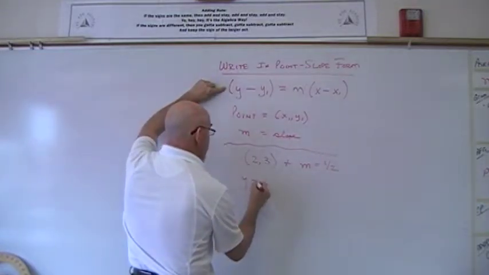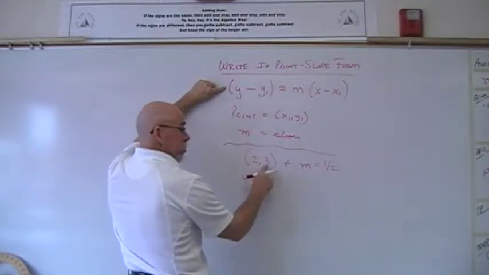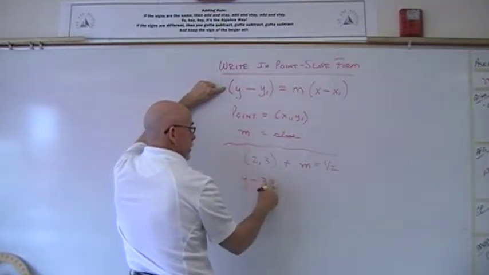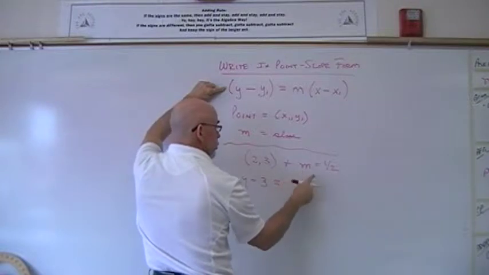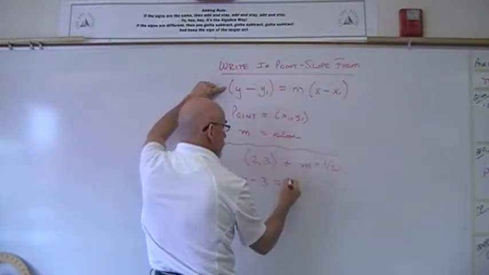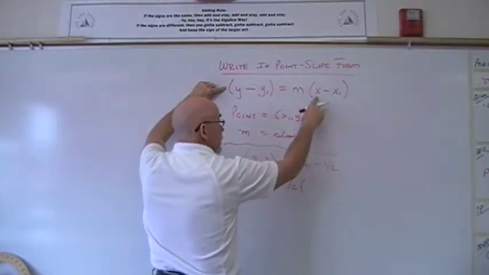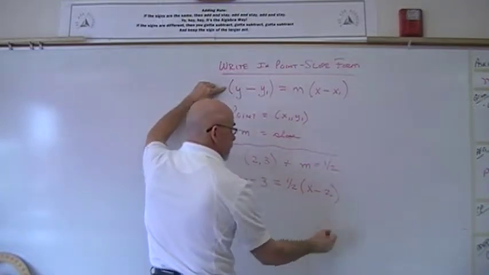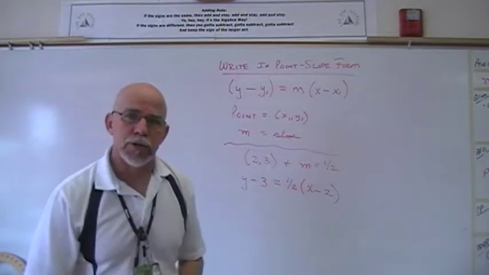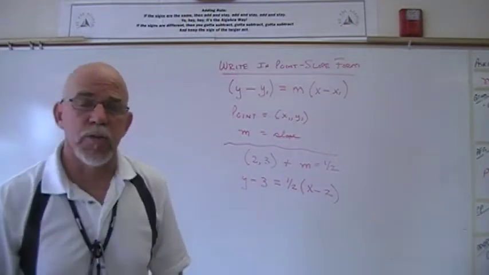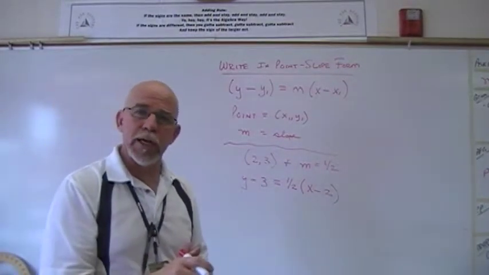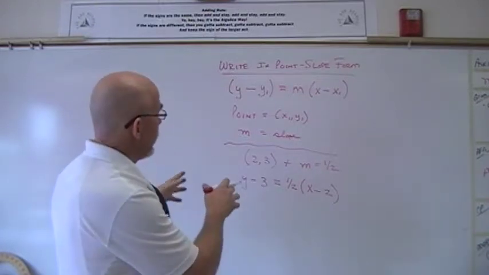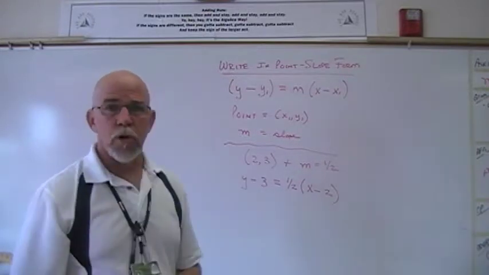So we're going to have y minus 3, which is the y-coordinate of the point that it goes through, set equal to the slope, writing 1/2 for m, times x minus, again, the x-coordinate of the point that the line goes through. That's it. That's how we write it. So if we're given the slope and a point that the line goes through, that's how we write the equation for that line.